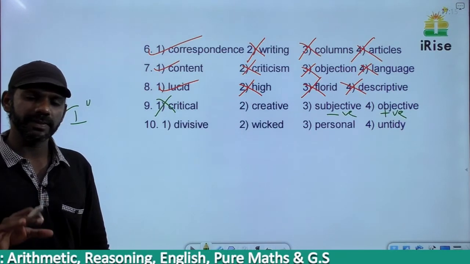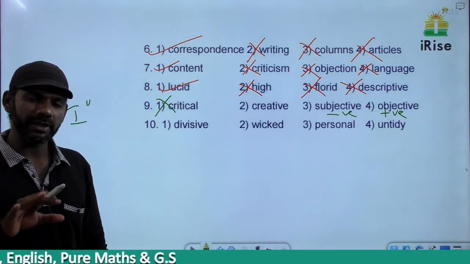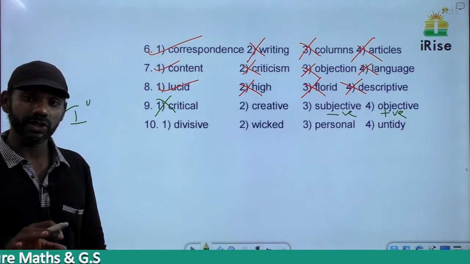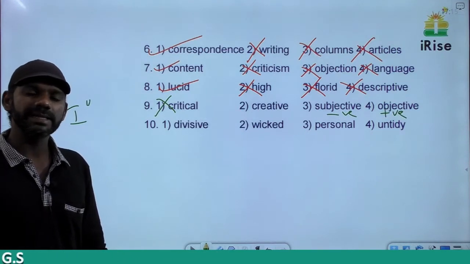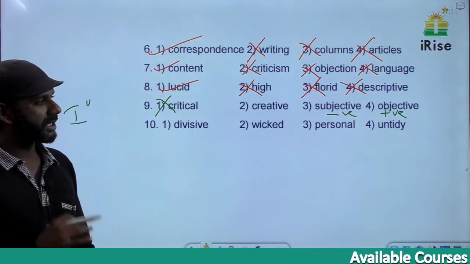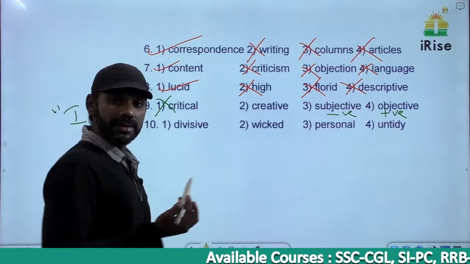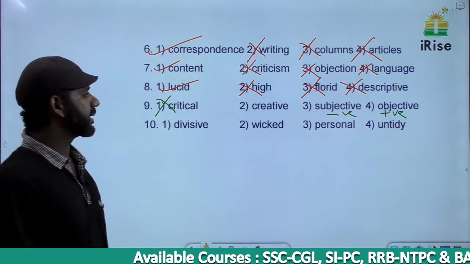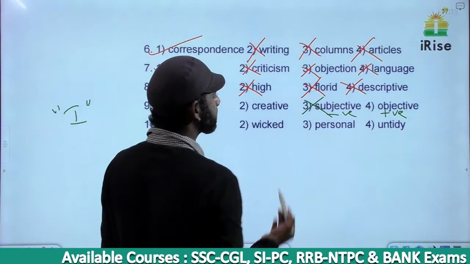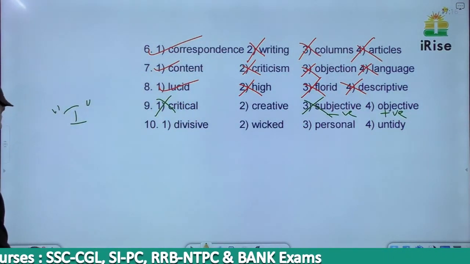All the examples we cite must be socially relevant examples, because the topic of the essay will undoubtedly be a socially relevant topic. Being subjective is negative, whereas being objective is positive. We need a positive word to fill in blank 9. Based on that, option 3 is eliminated. Now we have two options left, creative and objective.